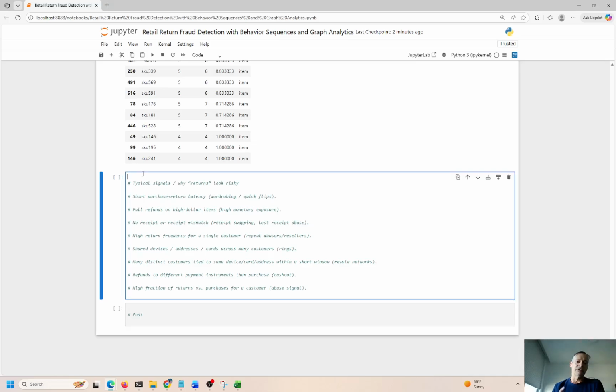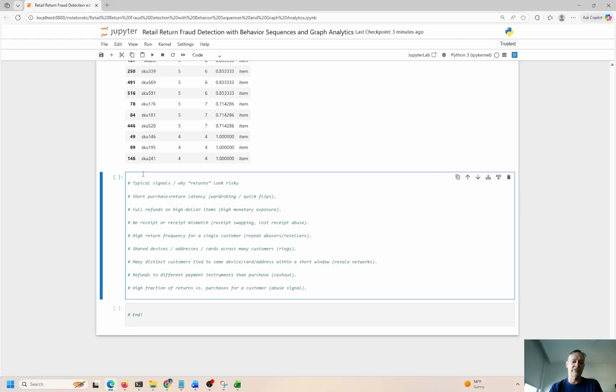That's guaranteed fraud. So basically, in this exercise, you saw typical signals of why people do returns, right? To try to make money, to take advantage of, to make a quick buck here. Short purchase-to-return latency, full refunds on high dollar items, no receipt or lost receipt, making up excuses, receipt swapping, things like this. High return frequency, if you're doing a lot of returns in a short period of time, very suspicious, right? Shared devices, addresses, if people share the same cell phone, the same address, that's totally sus, right? Like, who is even doing that? Nobody, right?